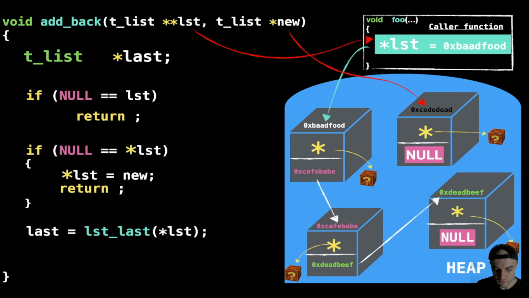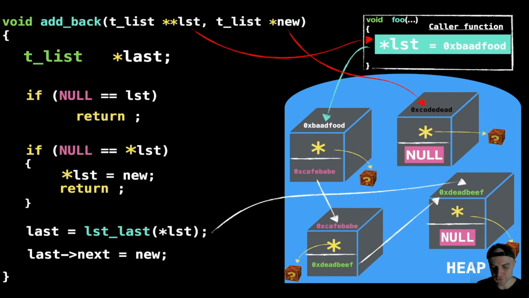So now last is going to point to the actual last node, which is that beef. And then what are we going to do? We are going to say last next is equal to new. So what is going to happen? We're going to cancel the next value null. And now this last pointer, that beef, is going to point to code that, which is essentially the node we wanted to append, like that.